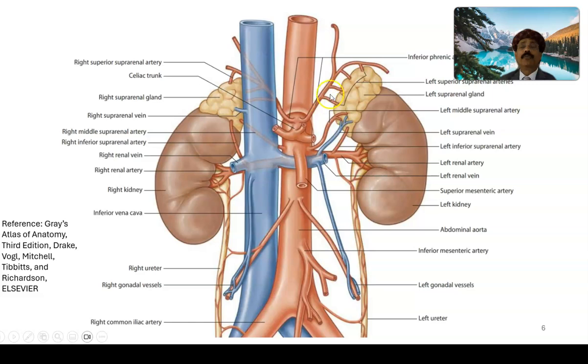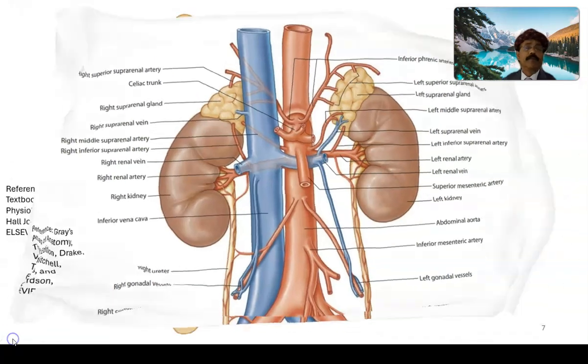the superior suprarenal arteries, the branches of the inferior phrenic artery. The middle suprarenal artery is a branch of the abdominal aorta. The inferior suprarenal artery is a branch of the renal artery. Okay. Venous drainage: on the left side, it goes to the left renal vein. On the right side, it goes to the inferior vena cava.